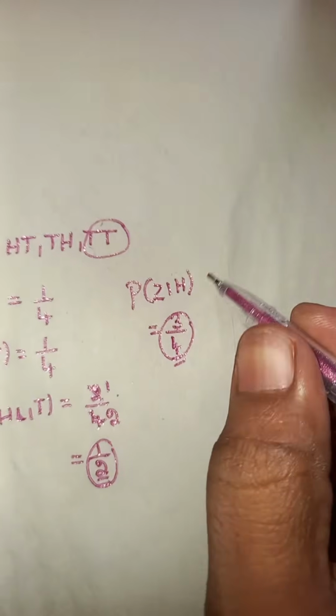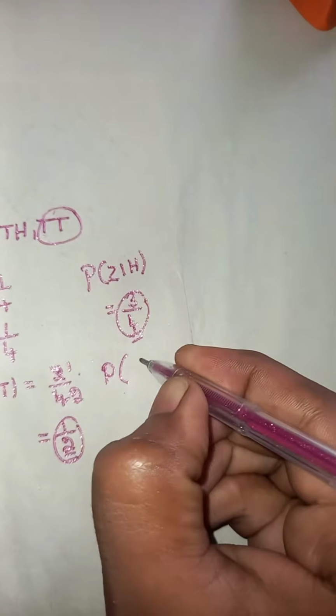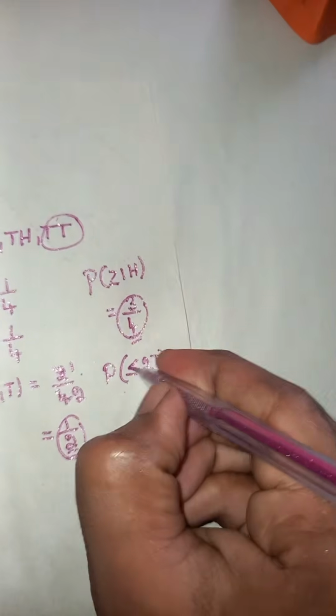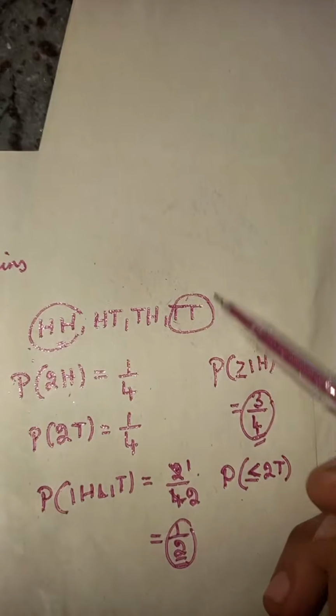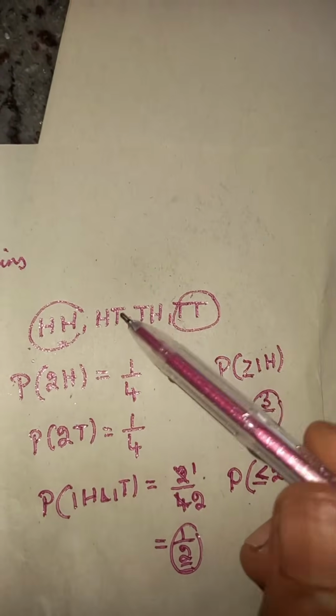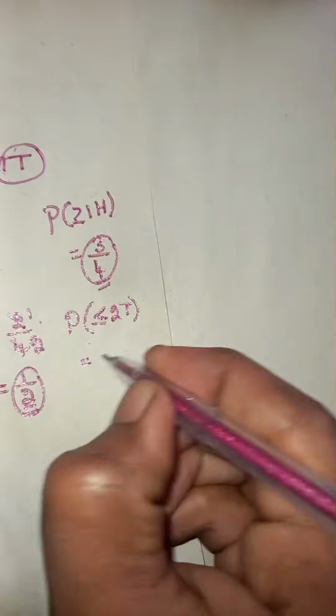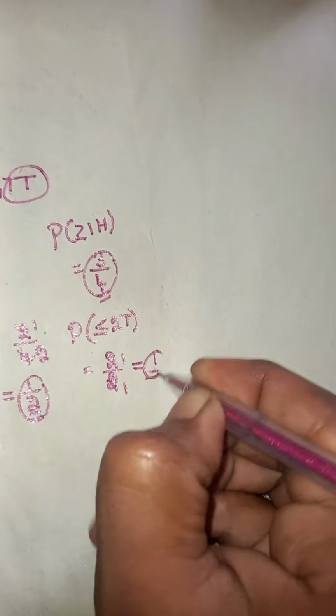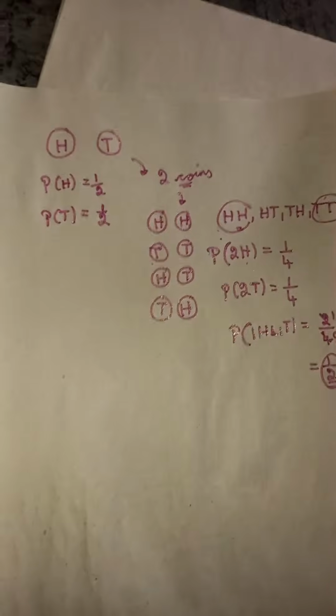They may ask another thing: the probability of finding at most two tails. At most two tails means you cannot get more than two tails. All of these have two tails or less. It has one tail, one tail, two tails, and no tails. So all of them come in this case, so it is 4 by 4, which is 1. That is the story of probability in maths.